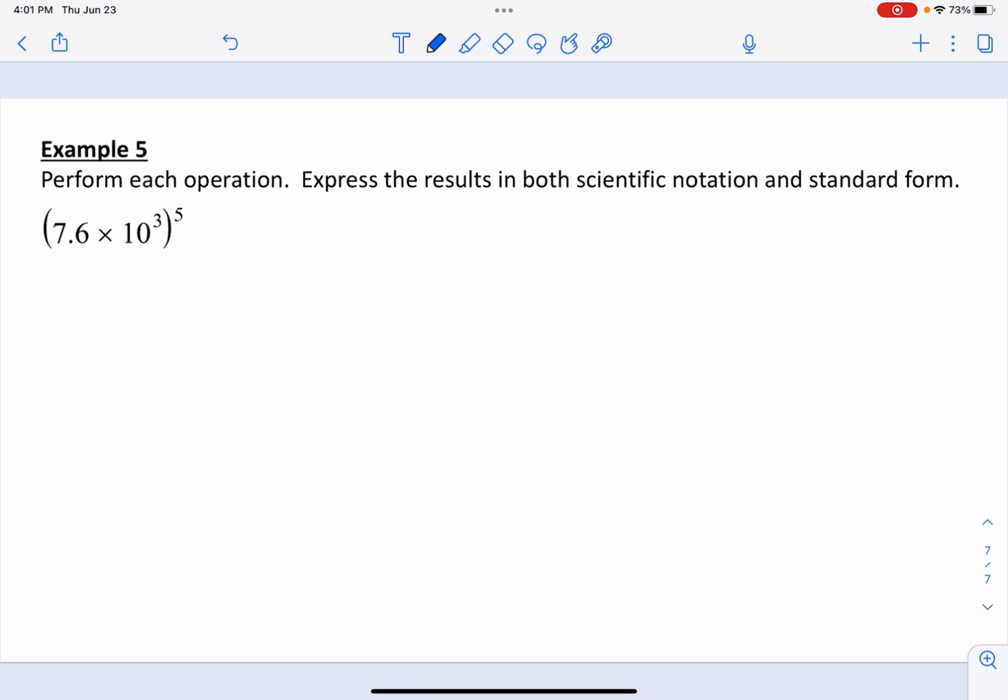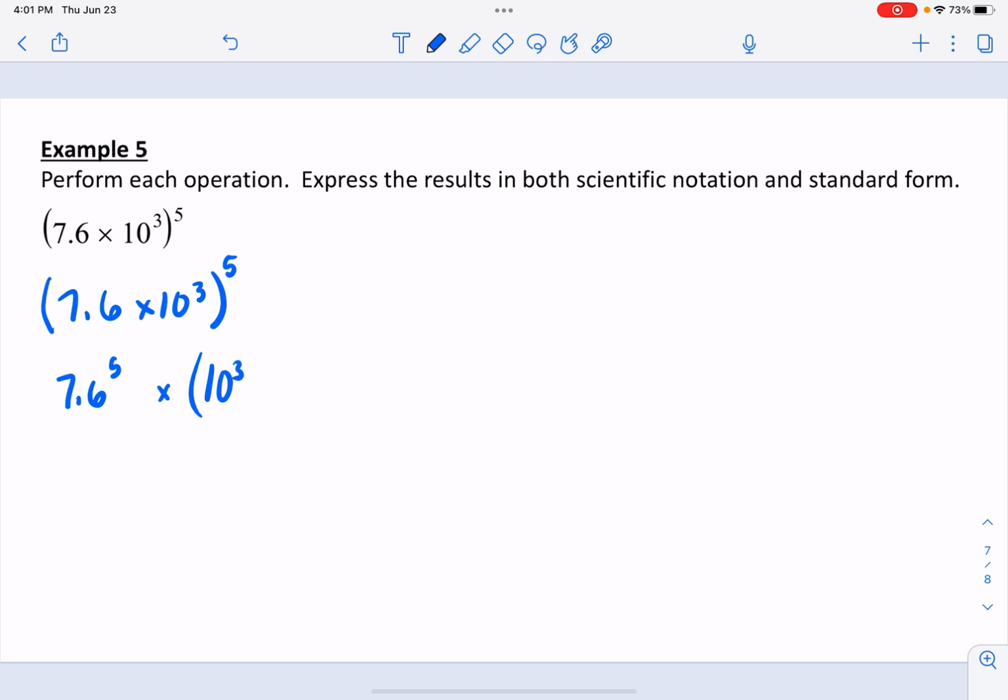Oh, you would think I could do these better. Okay, this one I'm not going to make any mistakes on. So, really I have here 7.6 times 10 to the 3rd, all to the 5th power. So remember that when we have a power to a power, 7.6 is going to be to the 5th power times 10 to the 3rd to the 5th power. And so 7.6 to the 5th power is that times 10 to the 15th power.